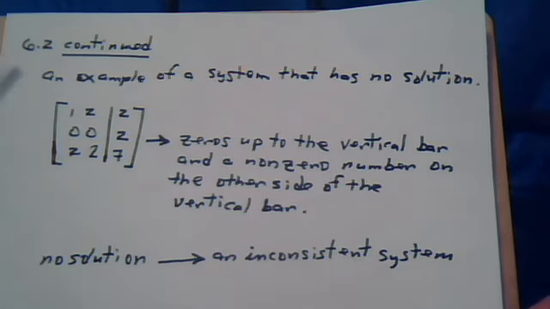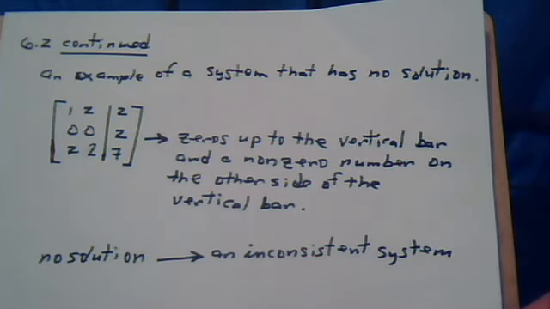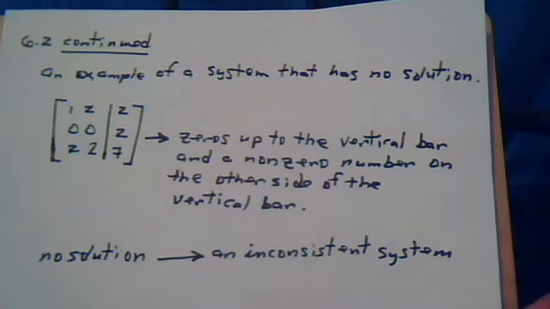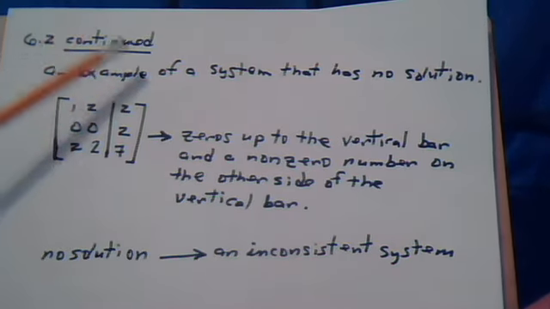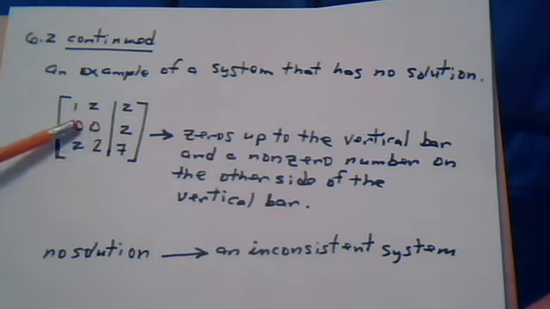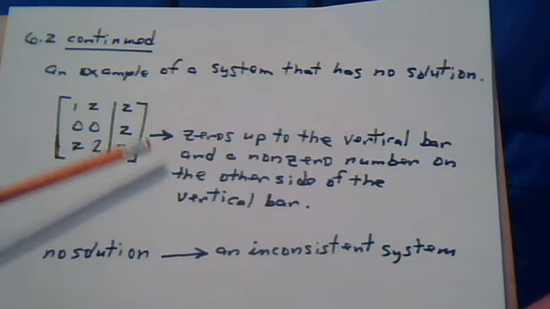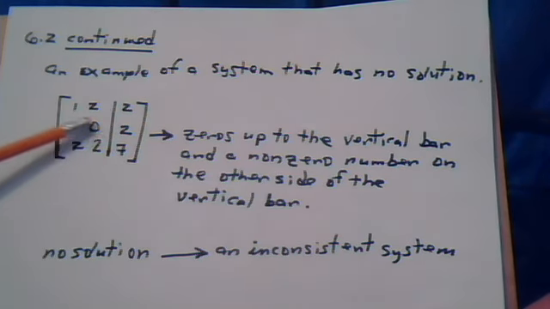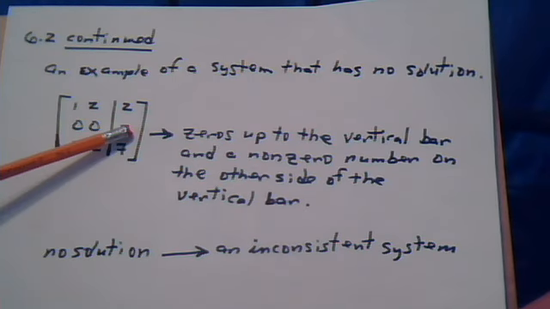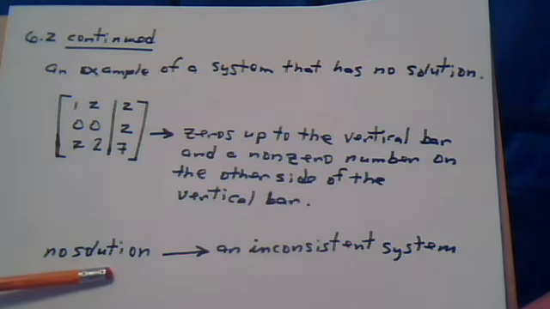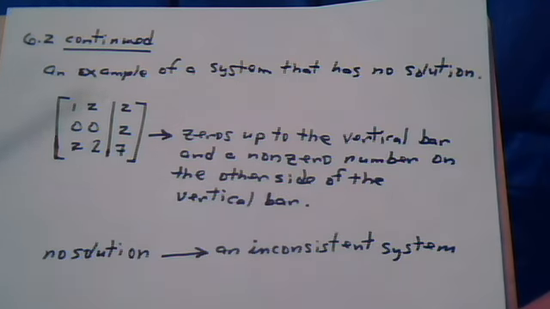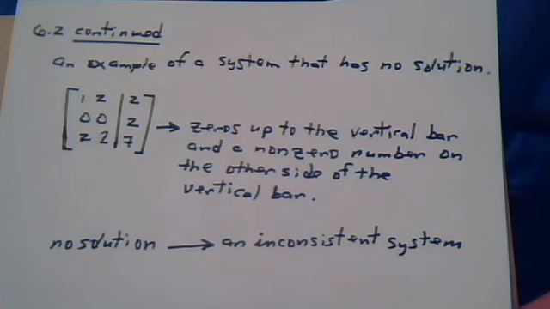Now, if it would have been inconsistent, this is what would have happened at the end. An example of a system that has no solution: zeros up to the vertical bar and a non-zero number on the other side of the vertical bar. If you would have gotten zeros up to the vertical bar and a non-zero constant on the other side, then you would have said no solution. And this would have been an example of an inconsistent system, one that doesn't have a solution.